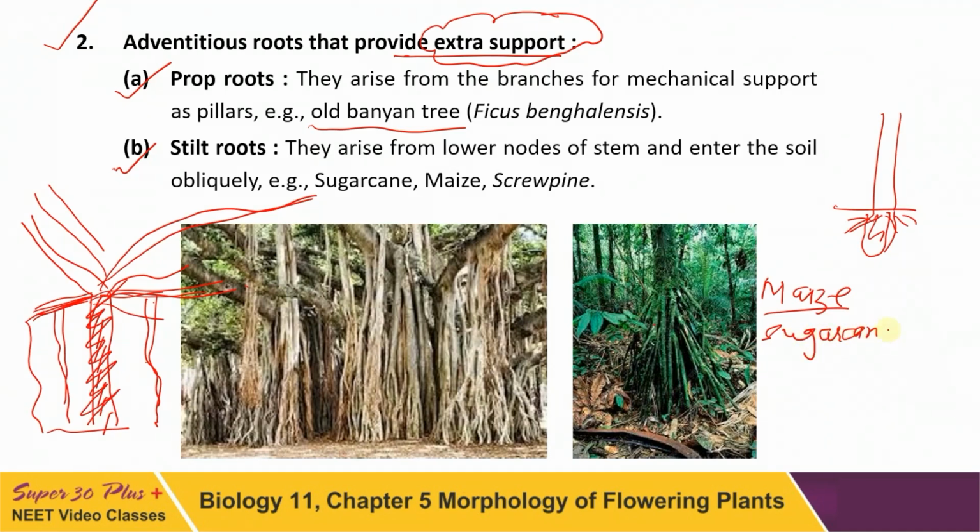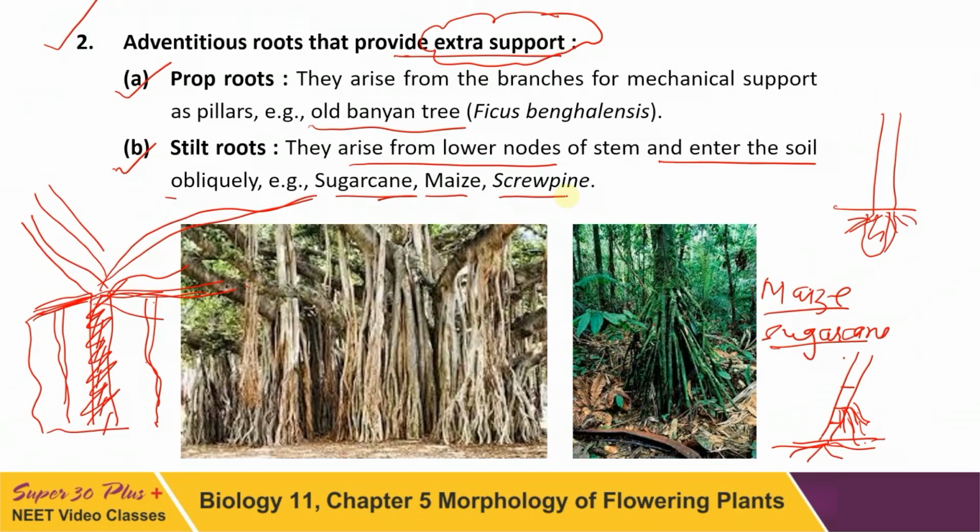What is there in these? You see here that this is the maize plant. Usually when these plants become a little bit oblique, these are monocots, and these are the fibrous roots. These are the nodes. In case of monocots, the nodes are prominent. So just to give extra support, from the lower node these roots come out, and sometimes they touch the soil also, and these roots give extra support. These are known as stilt roots; they arise from the lower node of the stem and enter the soil obliquely, and examples are sugarcane, maize, and screw pine.